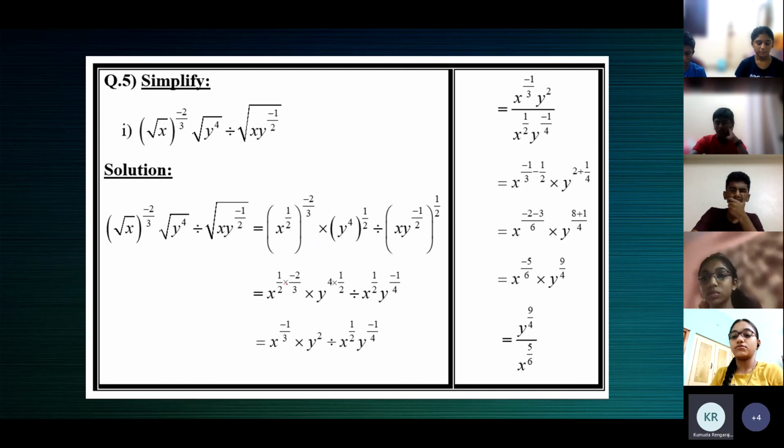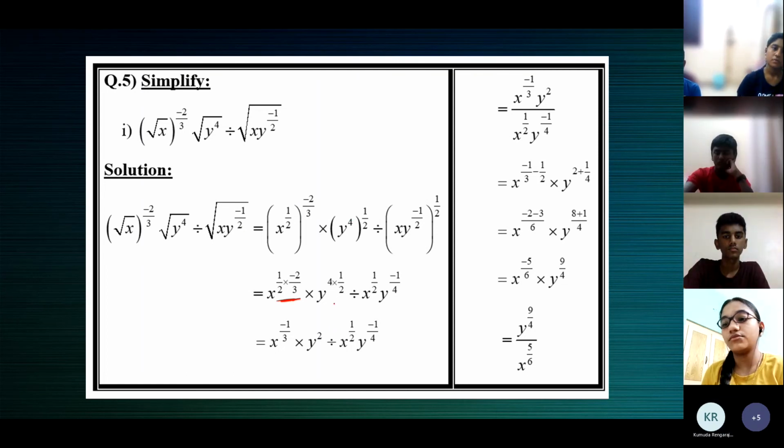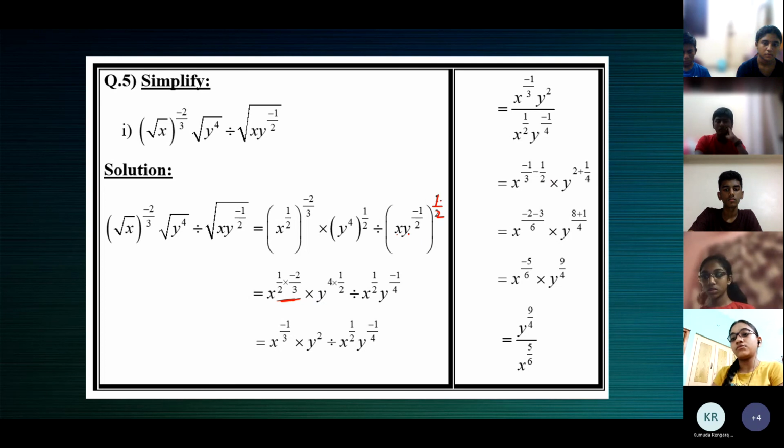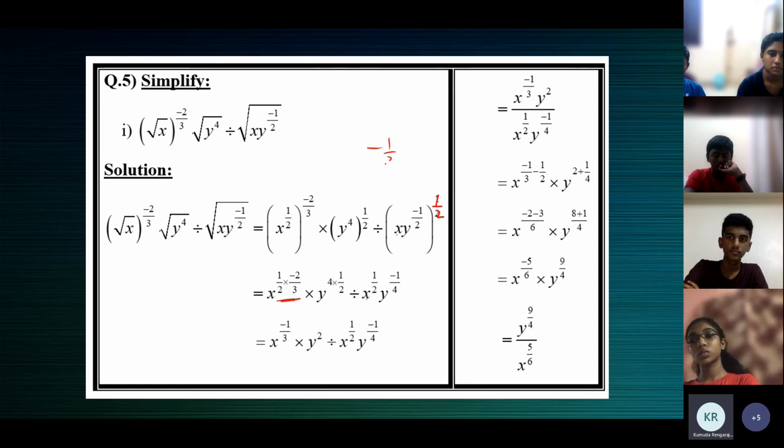Okay, next step. Multiply the powers. 1 by 2 into minus 2 by 3, that is minus 1 by 3. Then, divided by, see here, this bracket with whole power 1 by 2 is for x and y. So x to the power 1 by 2, y is raised to the power minus 1 by 2 and the half. So multiply the powers. So it will be minus half into 1 by 2, so minus 1 by 4.